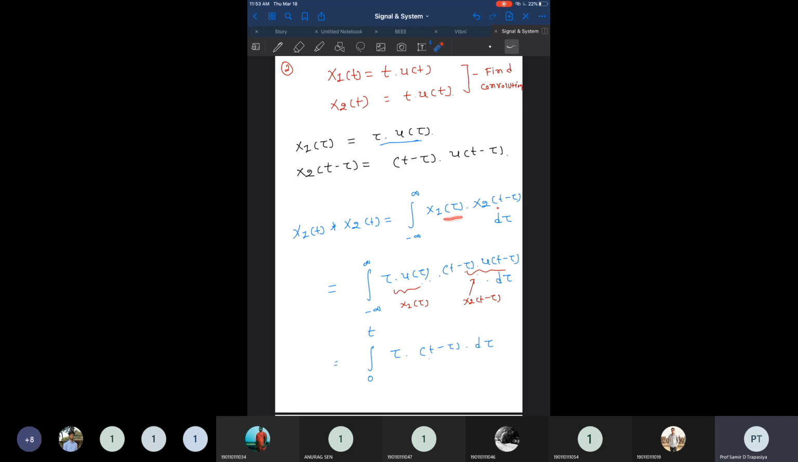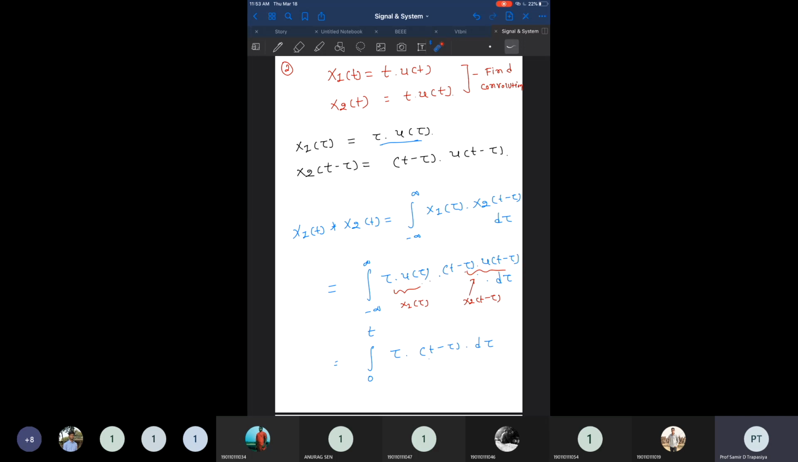That is x1 of tau into x2 of t minus tau d tau. Now this x1 of tau is replaced with tau times u of tau, and x2 of t minus tau is replaced with t minus tau times u of t minus tau. So we can put this value here. This value is x2 of t minus tau, and this value is x1 of tau. Right, now we try to solve this one.